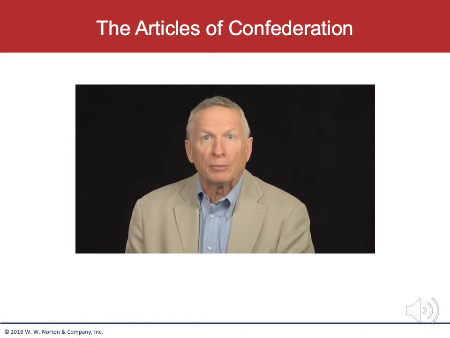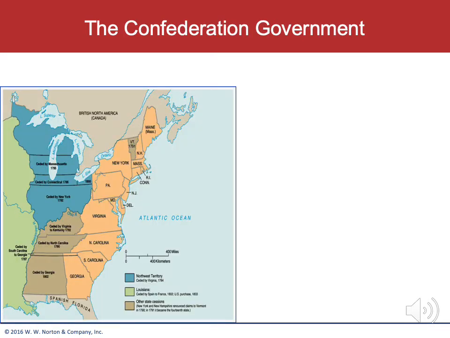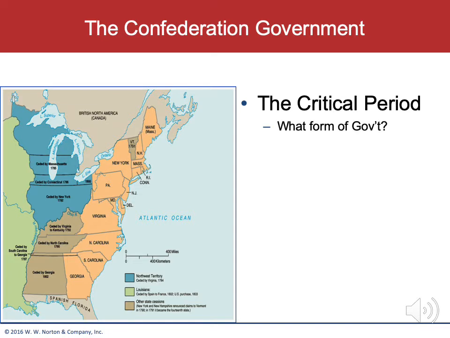So when we look at the Articles of Confederation, these were ratified in 1781, but they were actually drafted in 1776. So throughout the Revolution, the Continental Congress operated under the rules spelled out in the Articles of Confederation. So the so-called critical period was really in reference to trying to figure out just exactly what kind of government we were going to live under. And we talk about the Articles of Confederation as our first technical constitution.